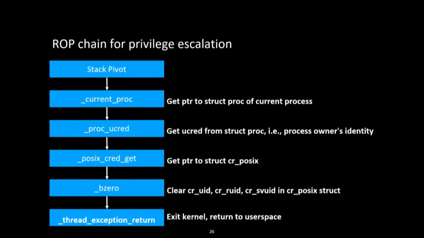So this is the ROP chain for the privilege escalation. Firstly, we use a stack pivot to control the stack, and then get the pointer to the struct proc of the current process. Then we get the ucred from proc and set cr_uid, cr_ruid, and cr_svuid to 0. After that, we will use a thread exception to exit the kernel mode and return to user mode. Then we can execute the system bash to get a shell with root privilege.